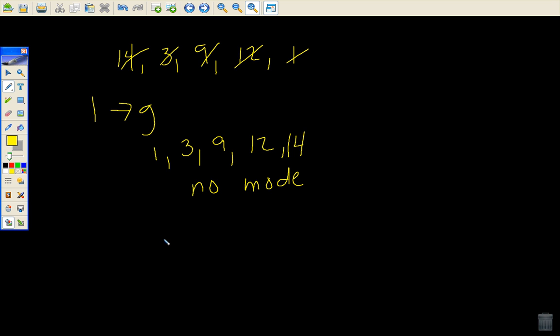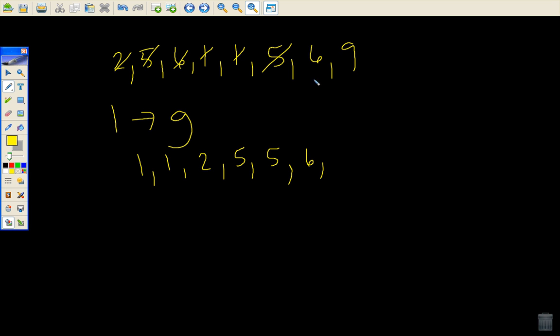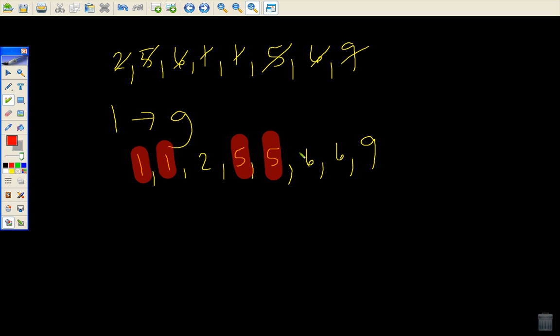One more example where we're going to see several modes. Alright, so you're going to put this in order from least to greatest. We've got 1, 1, 2, 5, 5, 6, 6, 9. And once again, I use the strategy I'm using by marking them out because I don't want to forget any number, because that could be critical to me finding the right answer. Now I'm looking and I see, oh, there's 2 1s, there's also 2 5s, and there's also 2 6s. So I have 3 modes here. My modes are 1, 5, 6.